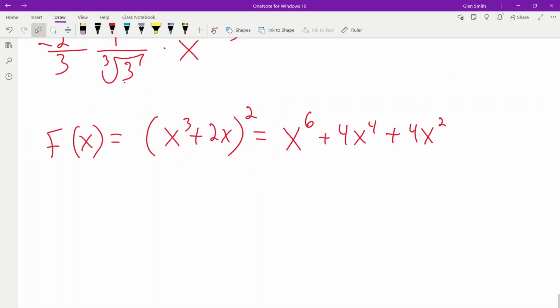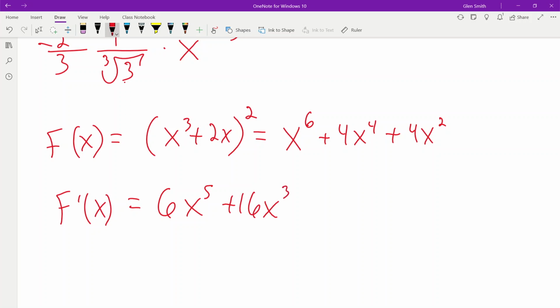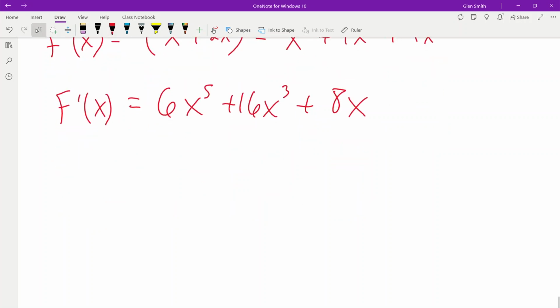That's still what f of x is. It's exactly the same as that. All right? So f prime of x would just be 6x to the 5th plus 16x cubed plus 8x. You all see how we rewrite that one? Your homework has a couple like that, okay? If it's things being multiplied, you've got to FOIL it out first, or whatever it is. You will come across that.